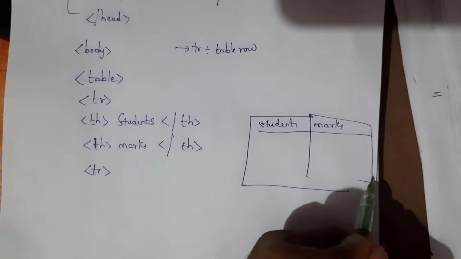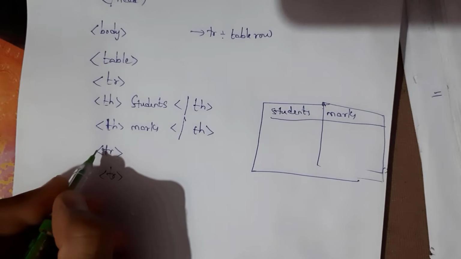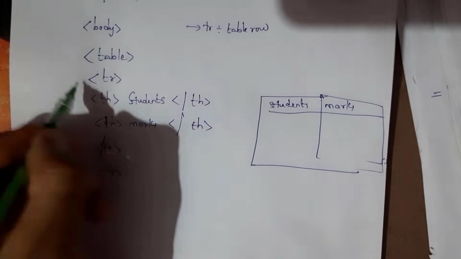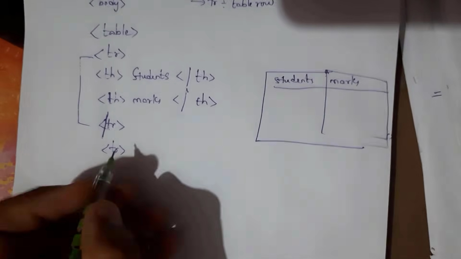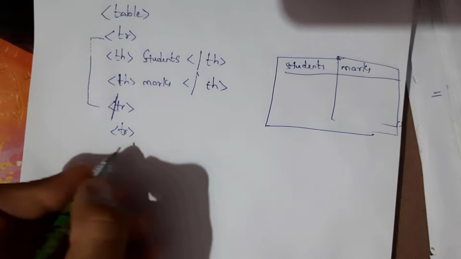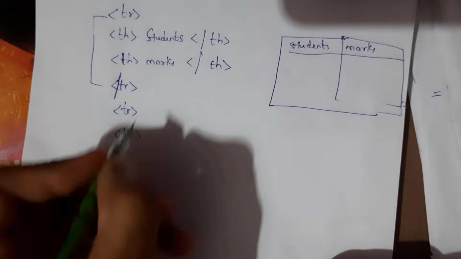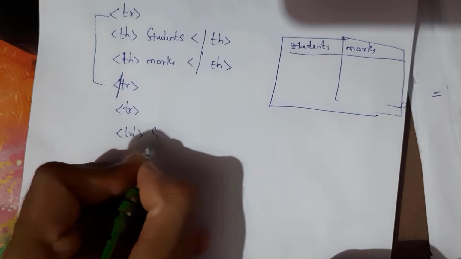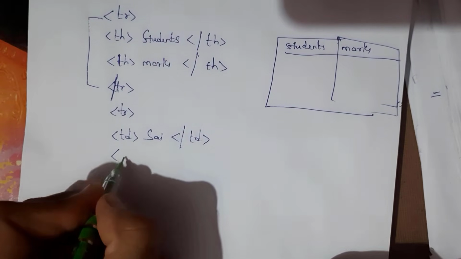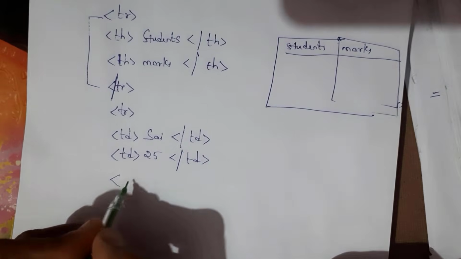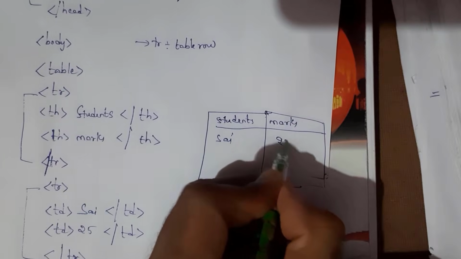And similarly I am going to write data inside this table. Again open the table row. We need to close this by slash. Inside the table I am going to write data. I open this table row and I am going to write table data. TD stands for table data. The student name is Sai. Close this table data. Similarly, another data, marks, that is 25 marks. Close this table data. Close this table row. The output is Sai and marks is 25. Close this table.